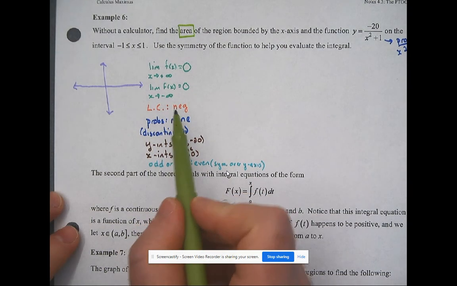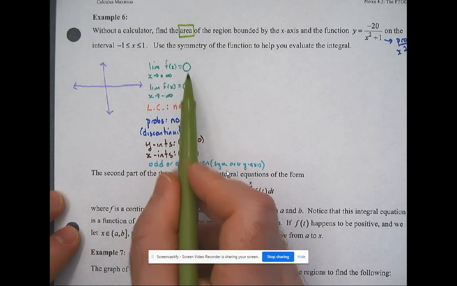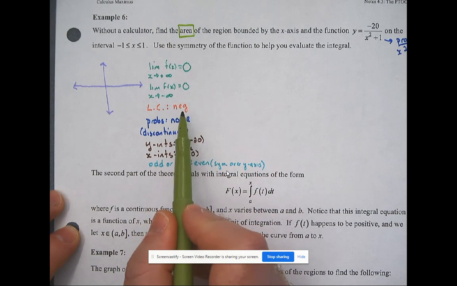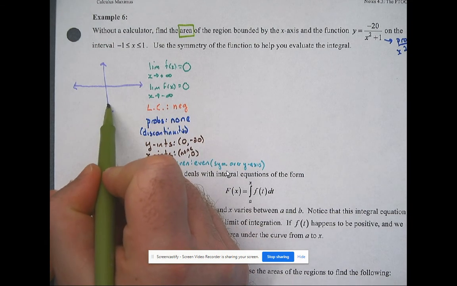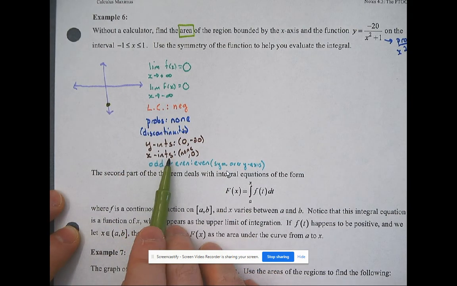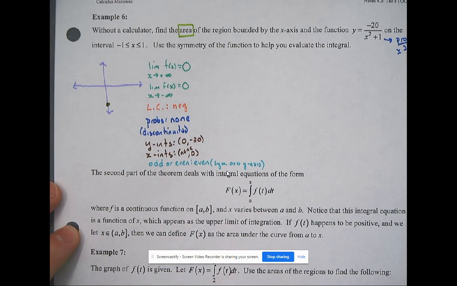So here's what I did. I said, all right, I know that my graph is going to have to level off at 0. I know that it has to be below the x-axis, or at least reflected, I should say. And I know that I've got a y-intercept of -20. So here's my y-intercept. How many x-intercepts do we have? None. So that means I can't cross the x-axis.